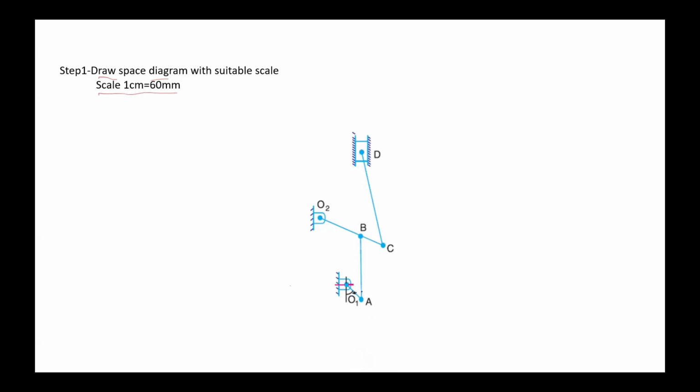Then you have to draw a space diagram. To draw the space diagram, you have to assume some suitable scale. The scale we have assumed here is 1 centimeter equal to 60 mm. With this scale, we have drawn the space diagram. This is the space diagram drawn for the assumed scale, that is 1 centimeter equal to 60 mm.